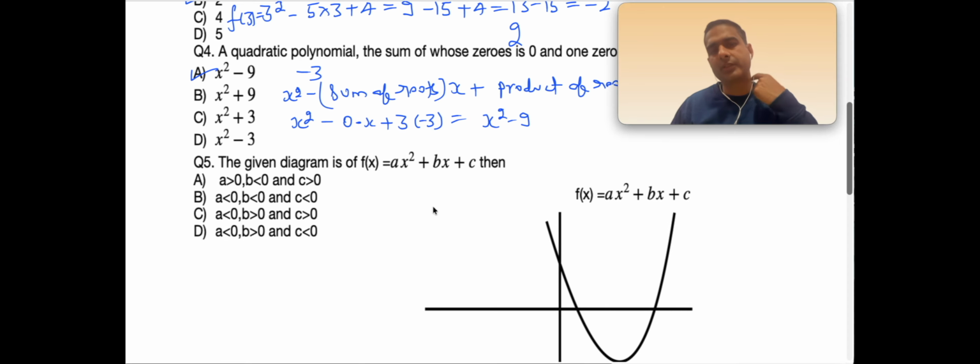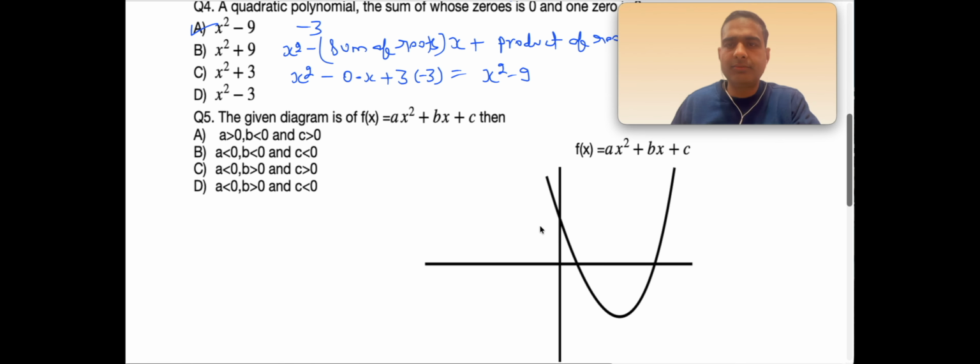Now the fifth question is an interesting question. There is a graph given of the polynomial f of x equal to ax square plus bx plus c. We have to tell the sign of each of the coefficients of x square, x and the constant. If we analyze, this graph is opening upwards, this parabola is opening upwards. Whether the parabola is opening upwards or downwards, we know by the sign of a. If a is positive, the parabola will be opening upwards, and if a is negative, it will be opening downwards. So from here I know that a is positive.